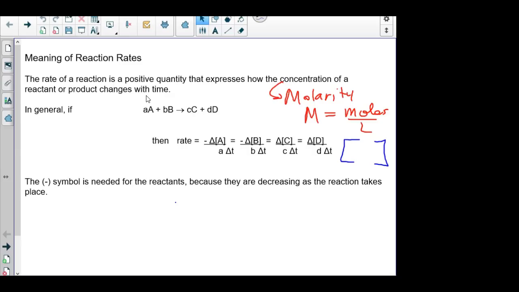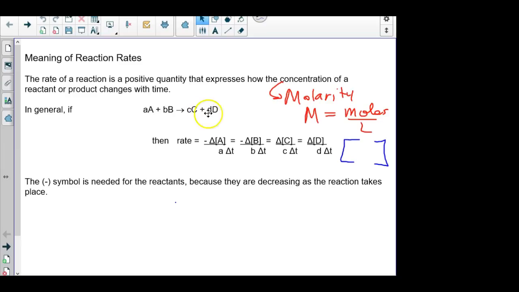Kinetics can also be referred to as reaction rates. If you could look now in your notes packet that you were handed at the beginning of the hour to page 2, Meaning of Reaction Rates. A couple things I want to point out on the slide here. Please read the definition. I'm not going to read it out loud to you.